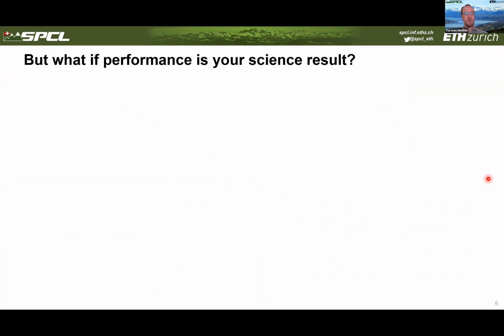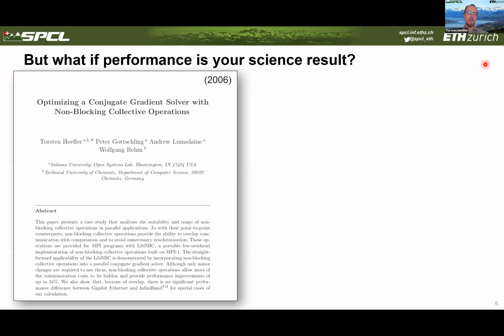But what if now your main science result is performance? Let me start with one result that I myself produced as a young student when I was very fresh at Indiana University, as Geoffrey just mentioned, together with my advisor, Andrew Lumsdaine. We were working on non-blocking collectives at the time, so that's now nearly 15 years ago. This was one of my first papers, optimizing a conjugate gradient solver with non-blocking collective operations.